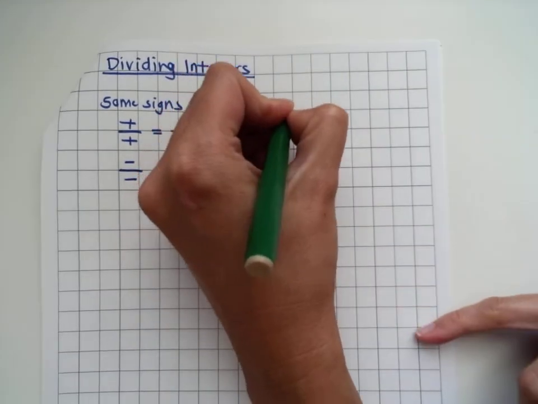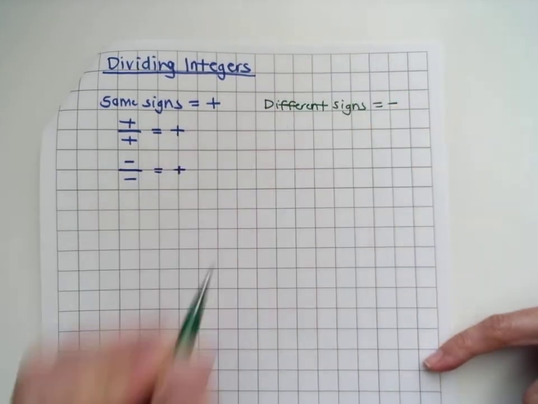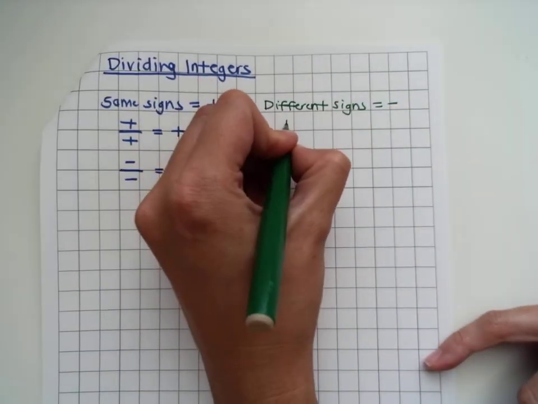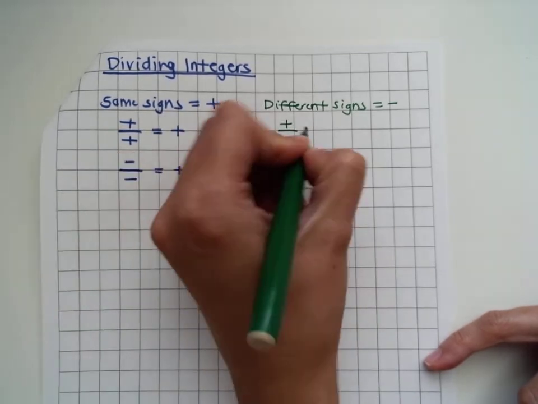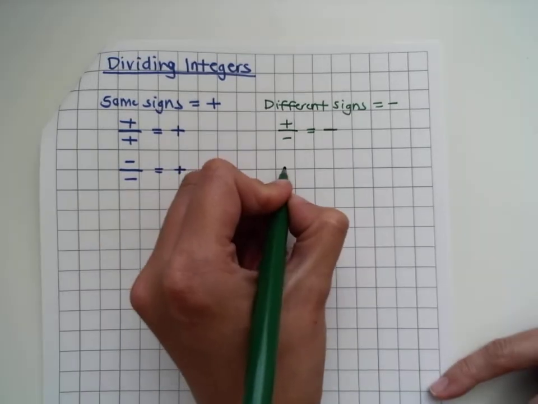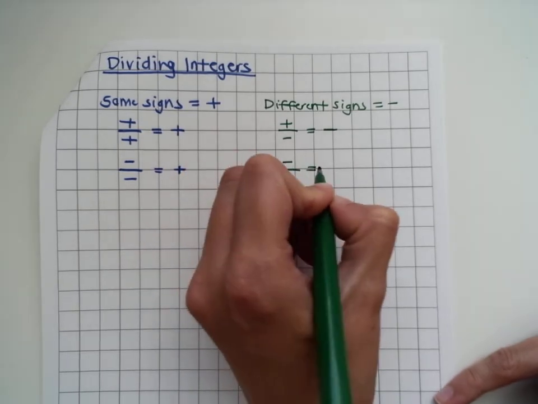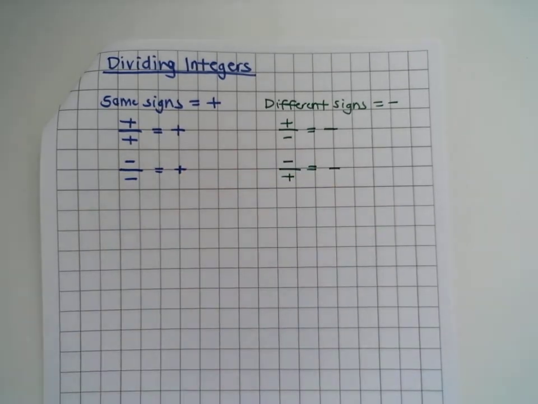If we have different signs, our answer is going to be negative. So we have a positive number and we divide by a negative number, our answer is going to be negative. If we have a negative number and we divide that by a positive number, our answer is also going to be negative. And like I said, you can use that same triangle that I introduced you to for multiplying integers. It also works for dividing integers.